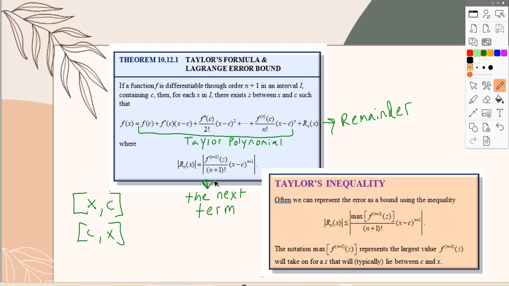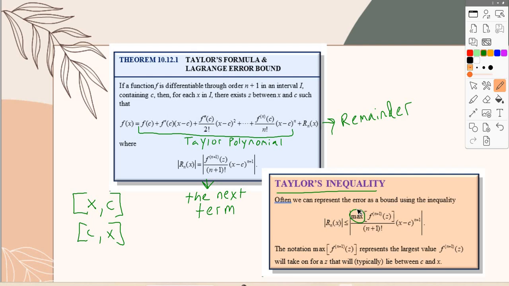But like I said, this would be the exact remainder, which is not usually what we're finding. What we're finding is this inequality instead. So notice that this is very similar to what I have here. The only thing that we've added is that I'm looking at the maximum instead.